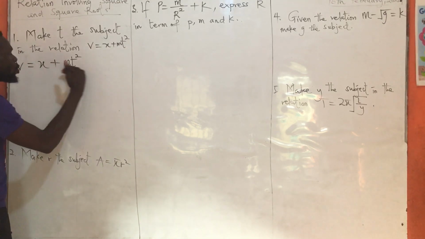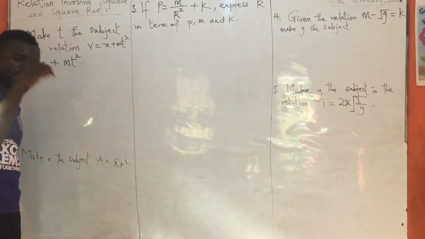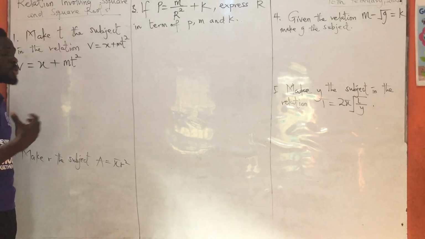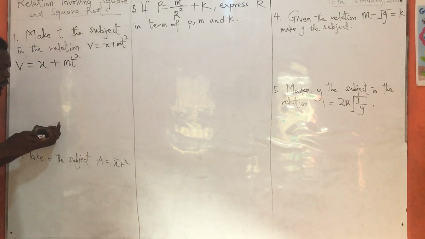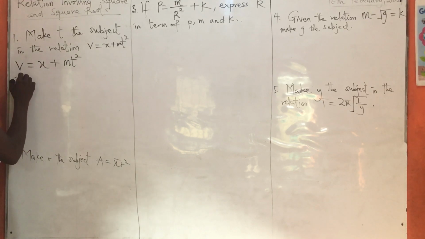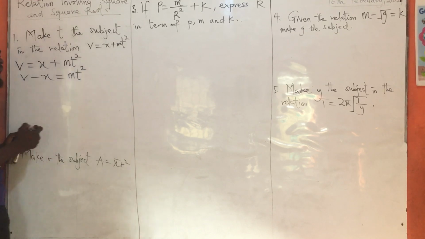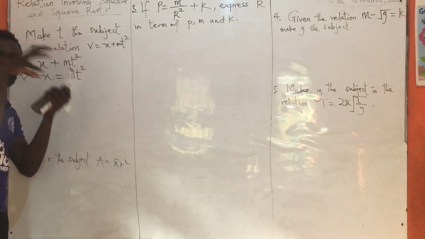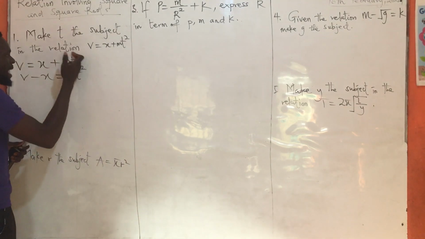Now, whenever you have an equation like this, the term with the variable you are solving for, let that term be alone on one side of the equation. So I want the mt squared to be alone. Now in doing this, I will therefore take the x to the other side, which will give you v minus x is equal to mt squared. Okay? Now the first thing is, I'm to target the term with the variable I'm making the subject. So this is the term I am targeting.